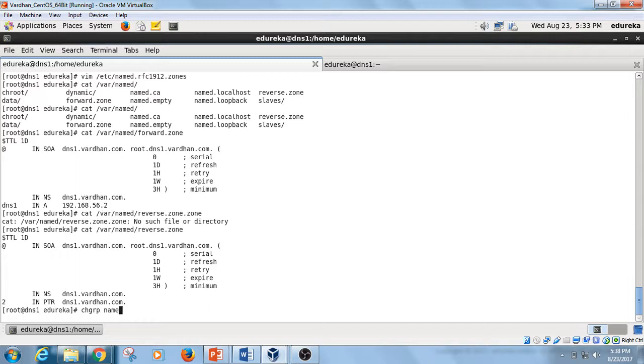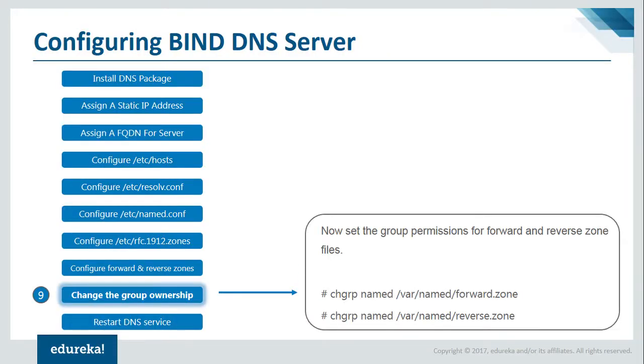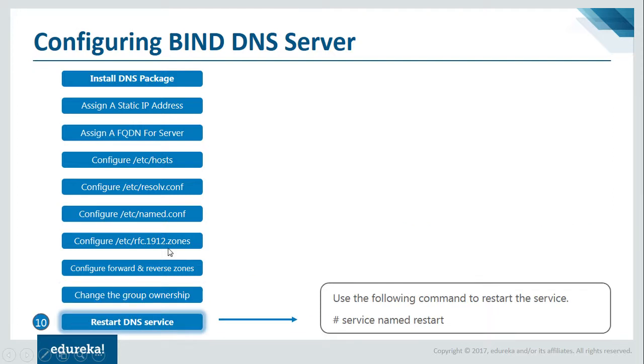You can specify named followed by the path of your file, that is /etc/named /var/named/reverse zone. You can specify that in this format, but I don't need to do it because I've already done that, right? So my ownership has already changed, so I'm gonna skip this simple step, and I'm gonna go to the final step, that is restarting your named service.